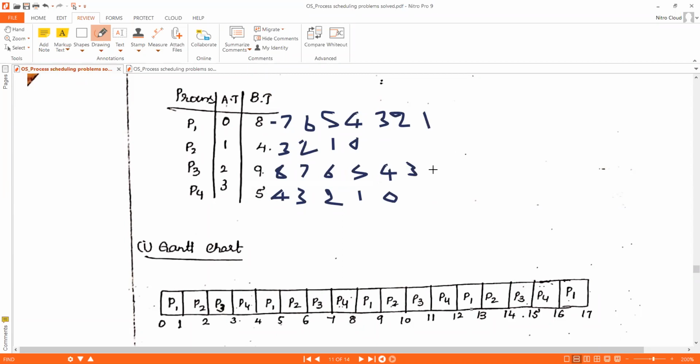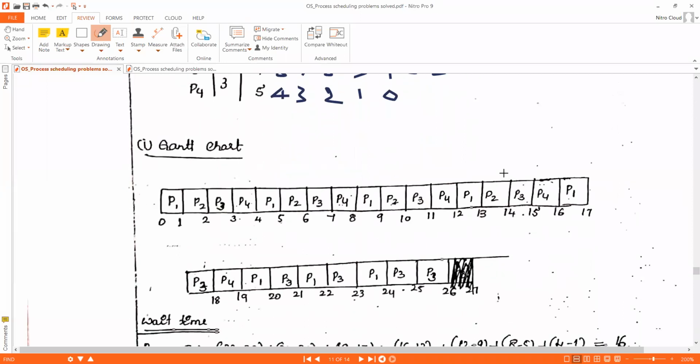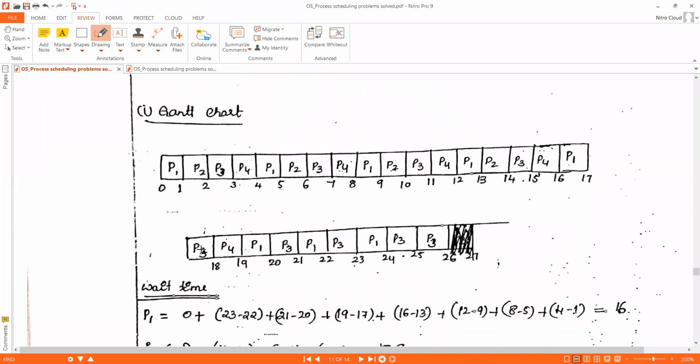Next, the CPU will be given to process 3. Process 3's remaining burst time will be 2 milliseconds. Next, the CPU will be given to process 1. Remaining burst time is 0. Next, the CPU will be given to process 3. The remaining burst time is 1, so process 3 will continue the execution. Like this, we need to draw the Gantt chart.